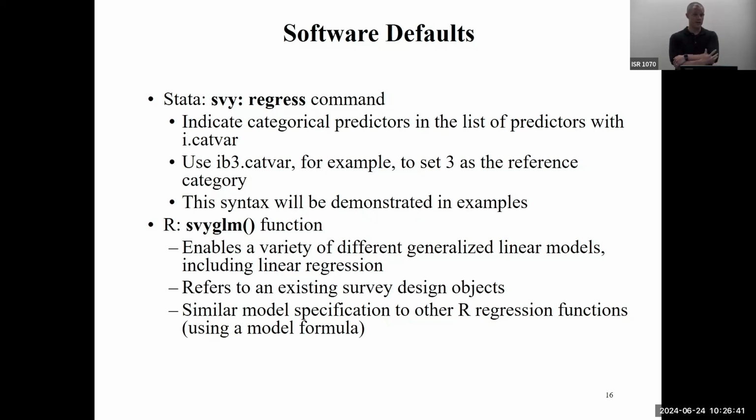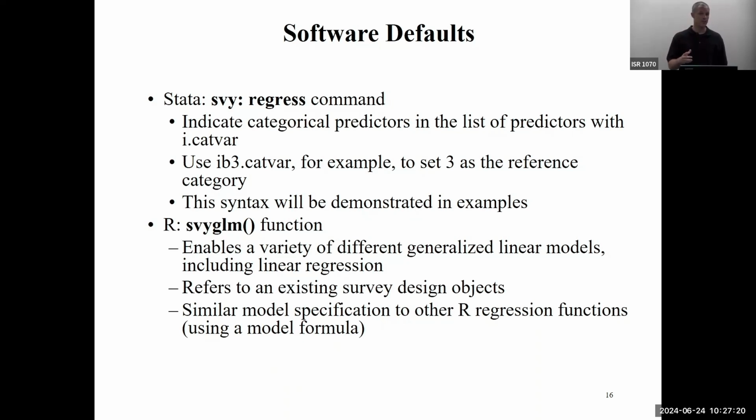So we're going to repeatedly look at that kind of syntax in upcoming examples, just to make sure we get that down. Okay? Now in R, we're going to be using the svyglm function. This particular function in the survey package lets us fit a variety of different models, not just linear regression, but it defaults to linear regression if you don't specify some other distribution. Okay? And again, we input an existing design object and use a similar model specification like we've seen in other regression functions, but categorical predictors have to be specified as factor variables using the syntax that we've talked about.